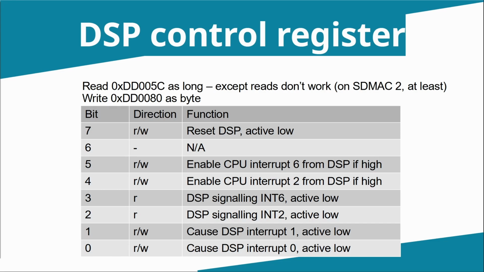So what are the bit allocations? Let's start at the top and work downwards. Bit 7, if you take that bit low, it resets the DSP. We're coming back to that very shortly. Bit 6 isn't used, so we can ignore it. Bits 5 and 4 enable the DSP to interrupt the CPU either at interrupt level 6 or level 2 if those bits are taken high.